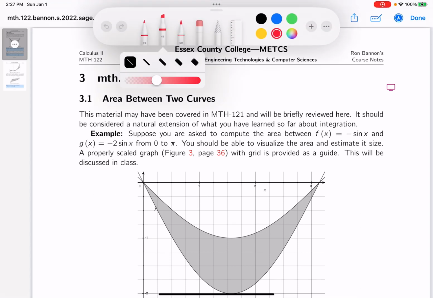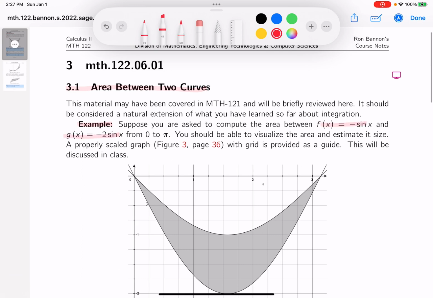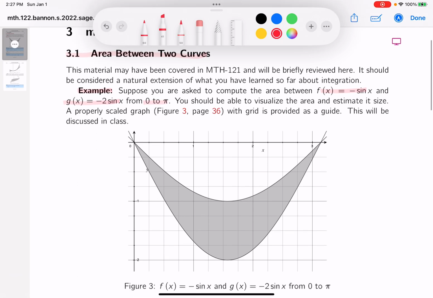Again, we're doing a review of what you've learned in Math 121, Calc 1, and it's the area between two curves. All right, so we're given an example over here. Reading through it says compute the area between the graph of minus sine of x and minus 2 sine of x from 0 to pi. I see there's an image given to me, but I really don't need an image to do that.